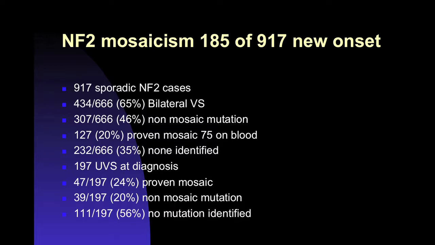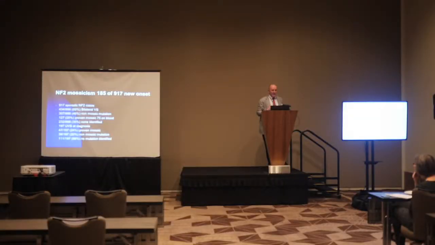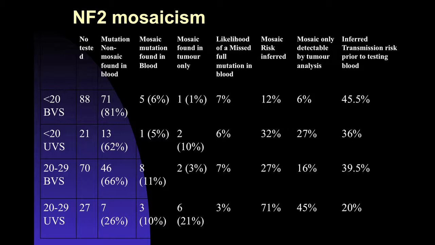So mosaicism is really common. We've already proven 185 people with NF2 have mosaicism. Often you can detect it at low levels in the blood, but often you have to go and find it in the tumor itself. And this means if you're the first to be affected in the family, and you're relatively older at presentation, you are much, much more likely to be mosaic.